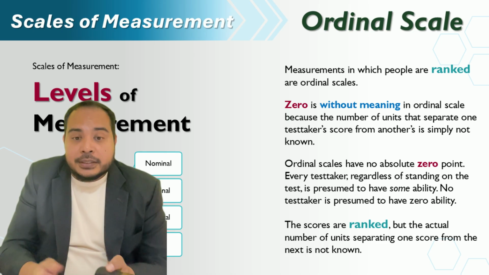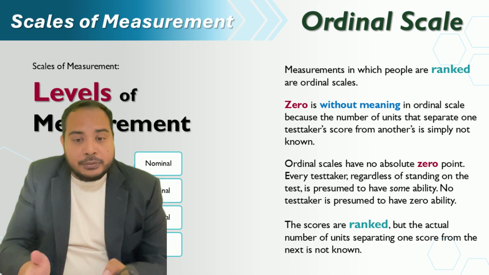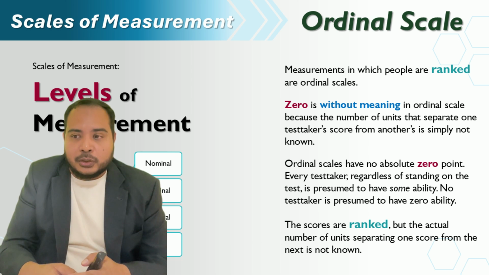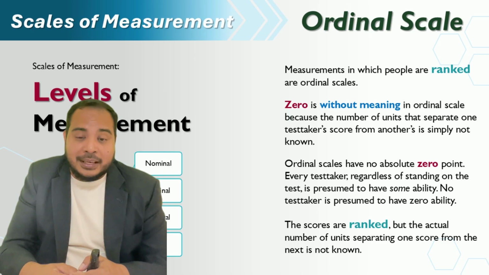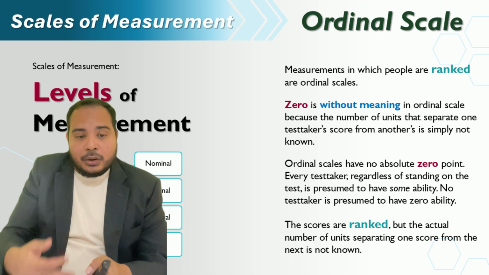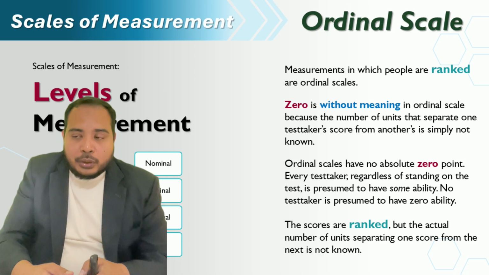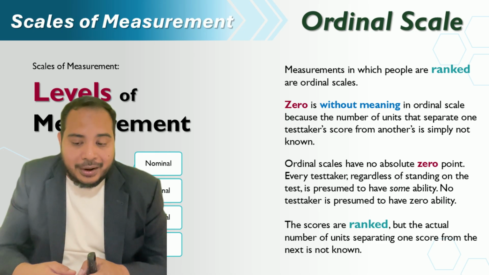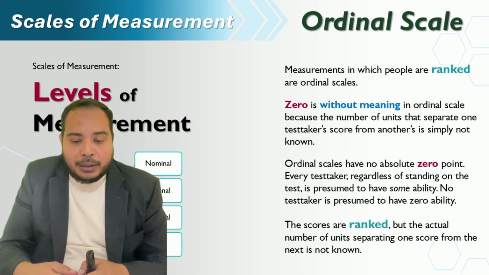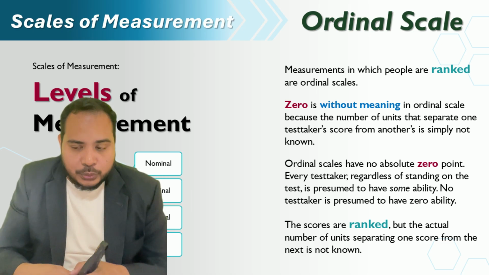Sometimes, for example, if we develop an intelligence test, an IQ test, and somehow a person got no correct answer, we cannot claim that the person has zero IQ. He must have a certain amount of IQ, however the person did not manage to get a correct answer. So for scores under ordinal scales, we do not compute the mean or etc. We just rank them. The scores are ranked, but the actual number of units separating one score from the next is not known.